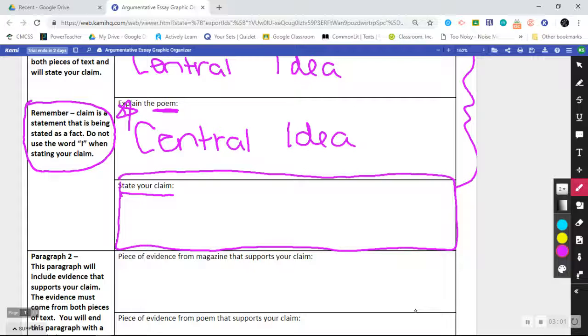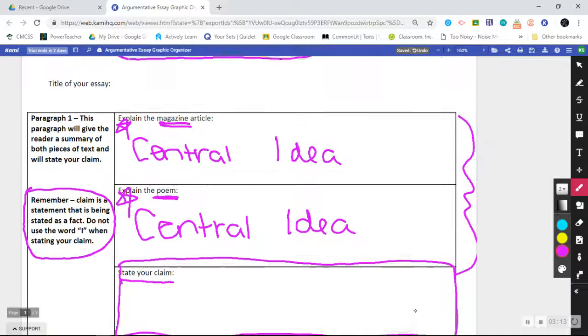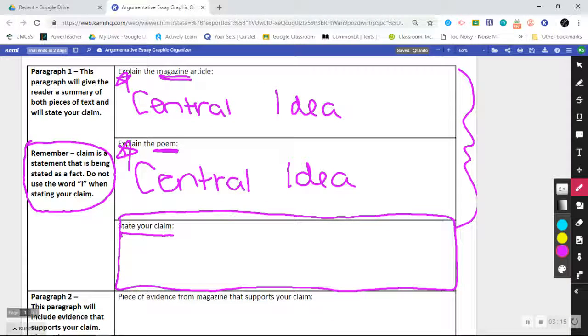So like we did before, I want you to pause the video. Go ahead and state your claim. Go ahead and write it in that box. Okay, so hopefully at this point you now have this first one taken care of, that one, and that one. So those are parts of the T-chart also. You've explained the article, and now you've stated your claim.